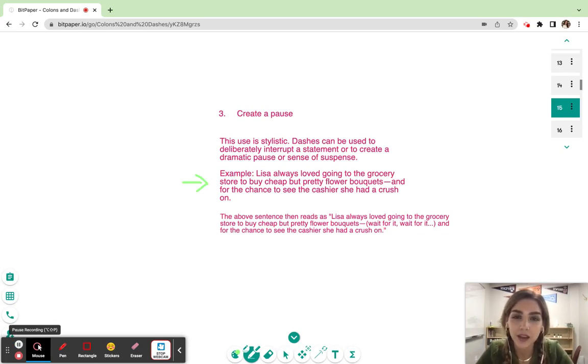So if we take this example, Lisa always loved going to the grocery store to buy cheap but pretty flower bouquets — and for the chance to see the cashier she had a crush on. You can kind of see how the dash there is supposed to be creating a little bit of suspense. You're supposed to stop, kind of wait for the final reveal of the sentence.